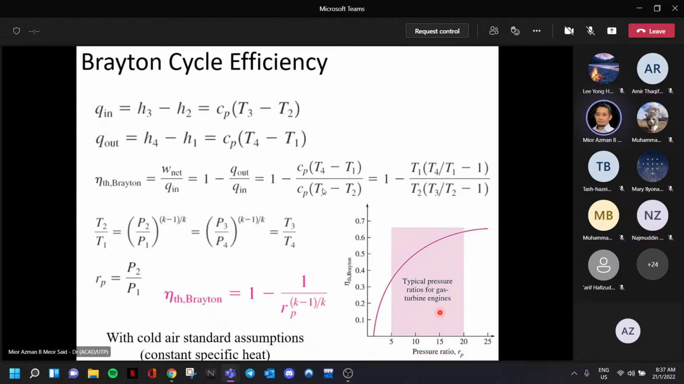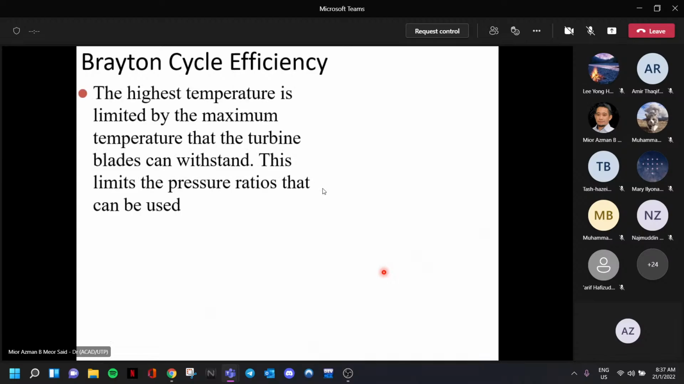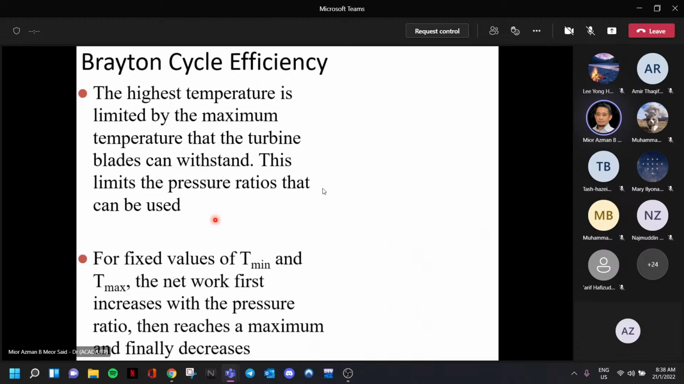Yeah, because if you increase the pressure ratio, of course, the temperature will go higher, right? And when it goes higher, the turbine blade will not withstand the high temperature range. So that's why typically we cannot go much more than this. Like I said, the highest temperature is limited by this maximum temperature, even though you can increase the pressure ratio more and more. So it depends on the type of the gas turbine as well, the type of the blade that you use.